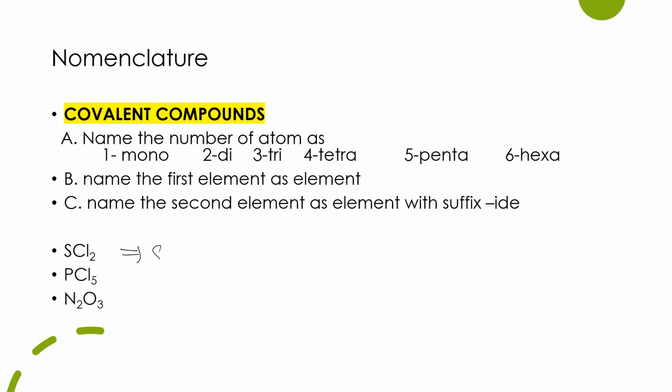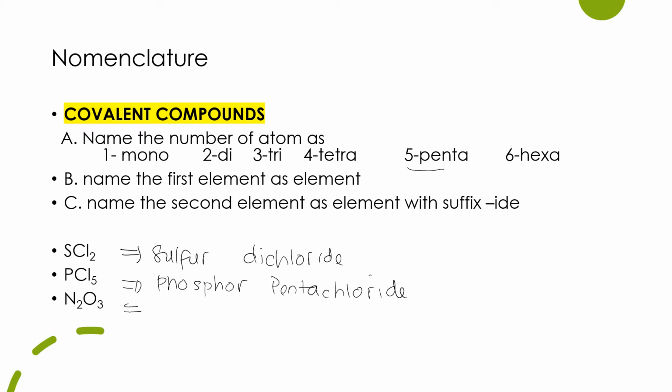This one, sulfur dichloride. This one, phosphorus, 5 is penta, chloride. Here, the number of N is 2, so we need to mention 2 first. Dinitrogen trioxide.